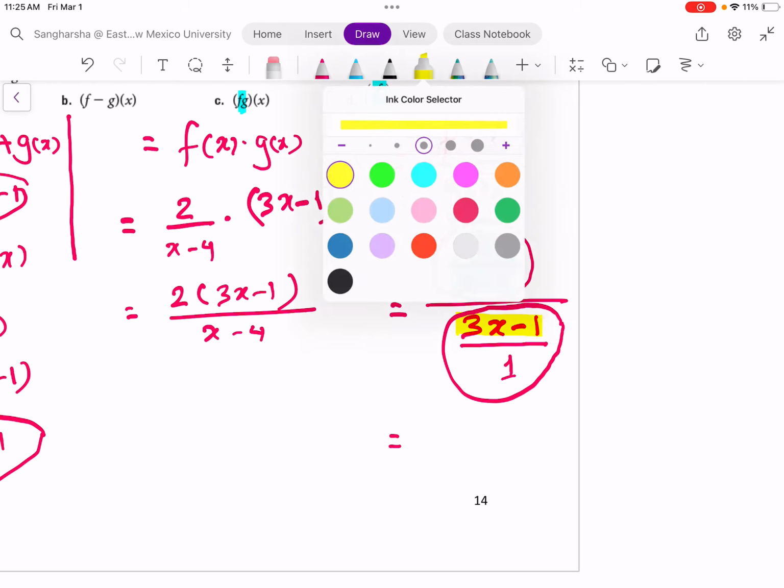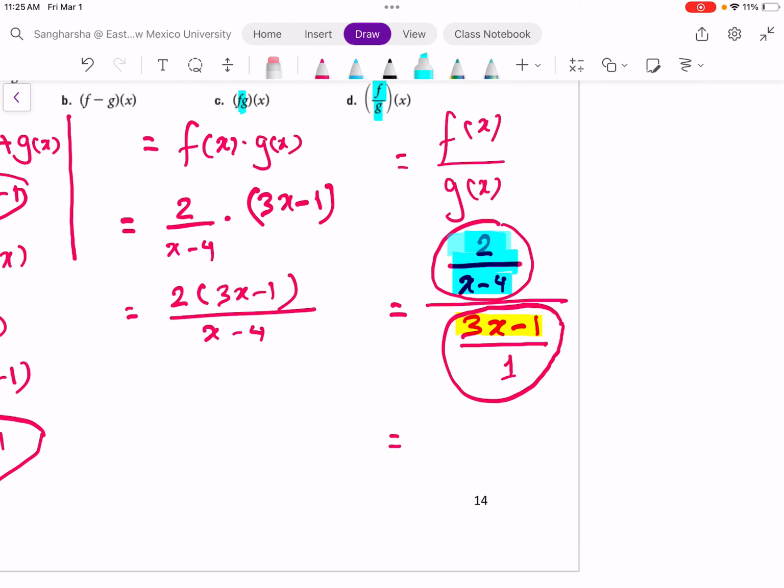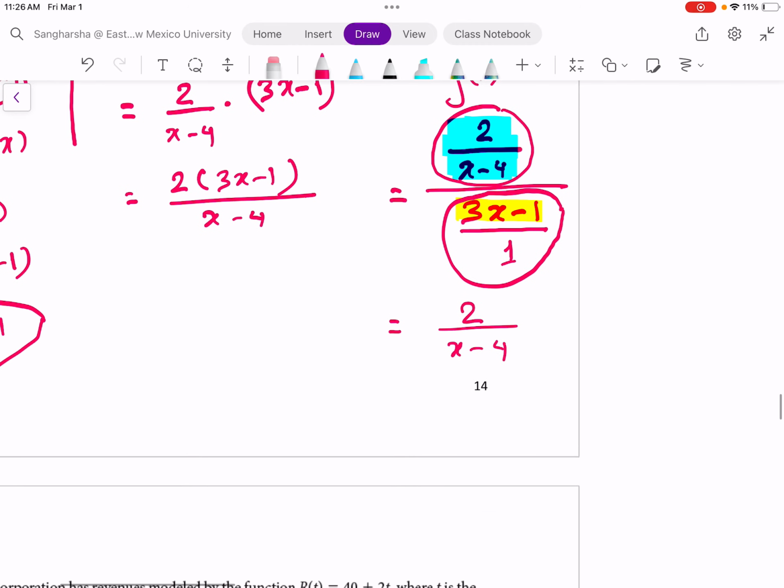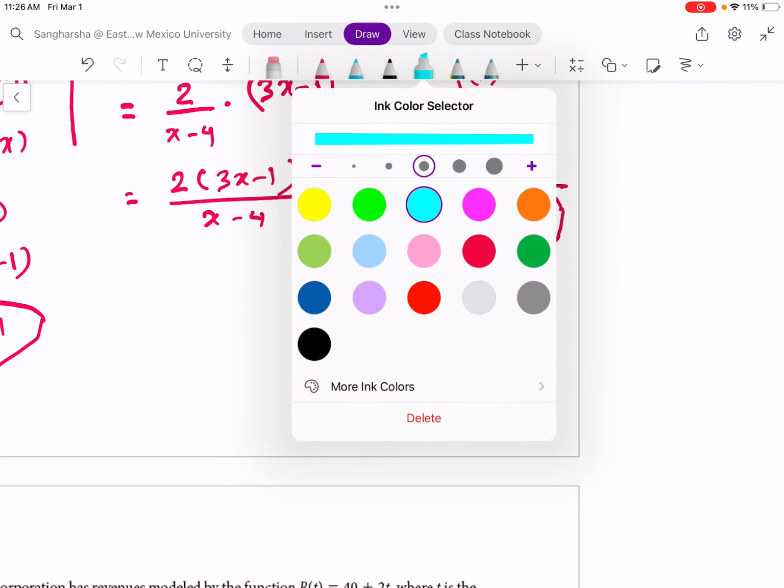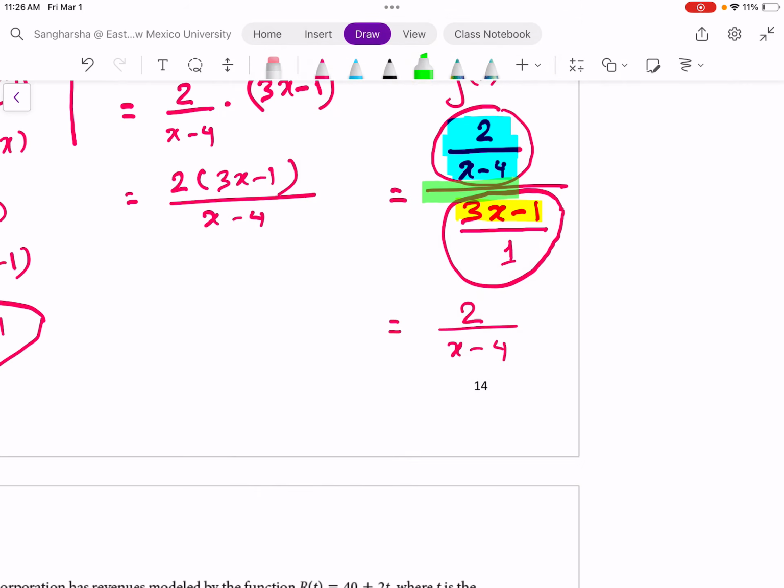So this is our numerator, we rewrite our numerator as it is. So let me rewrite 2 over x minus 4. Okay, so we rewrite our numerator as it is, and this division, we replace this division by a product. And for the denominator, we write down the reciprocal of the denominator. Reciprocal means you flip numerator and denominator, you switch.